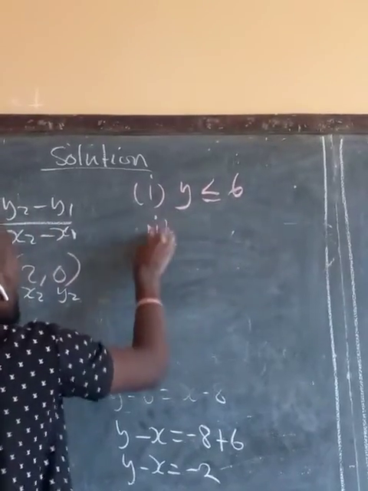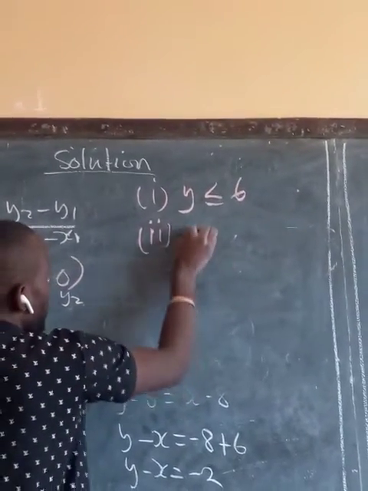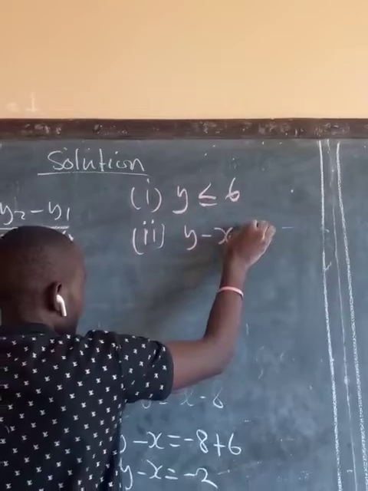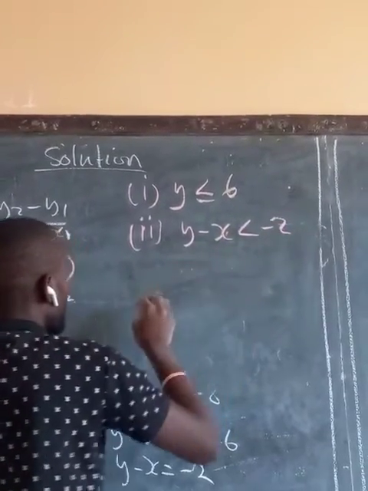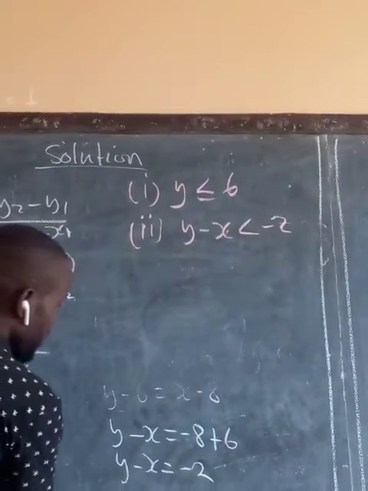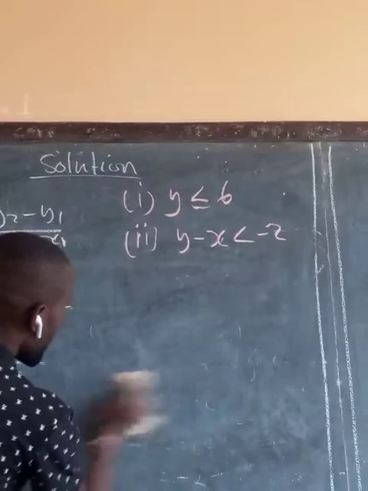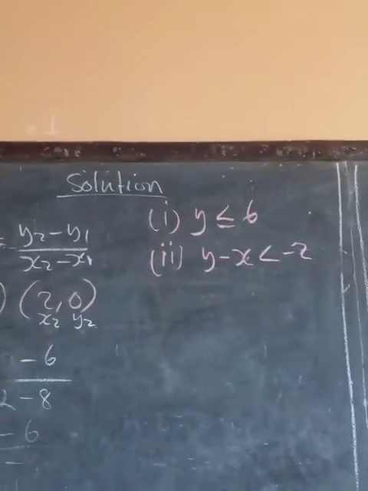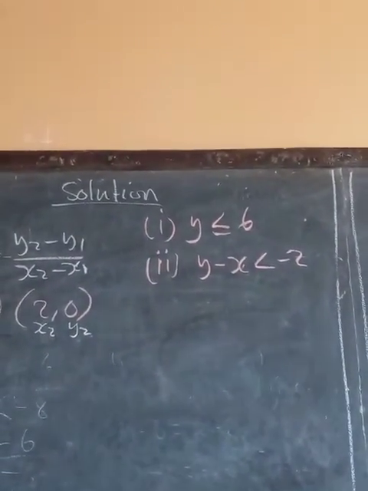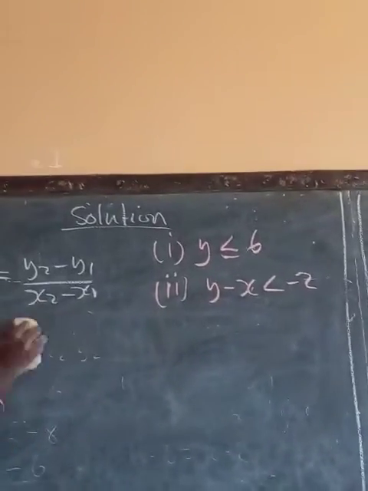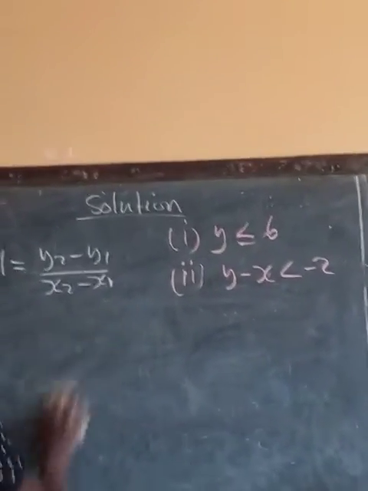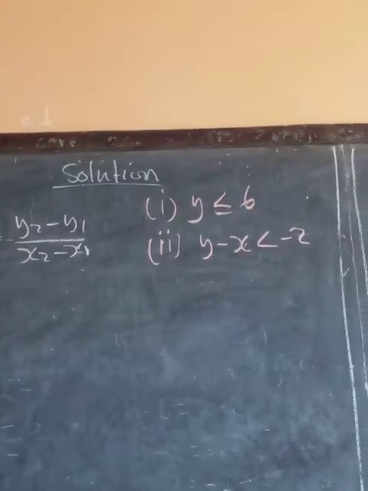Hence, my second inequality will be y minus x is less than negative 2. Now let's find the third inequality, which is our last inequality. The formula is the same. What will change are the coordinates.